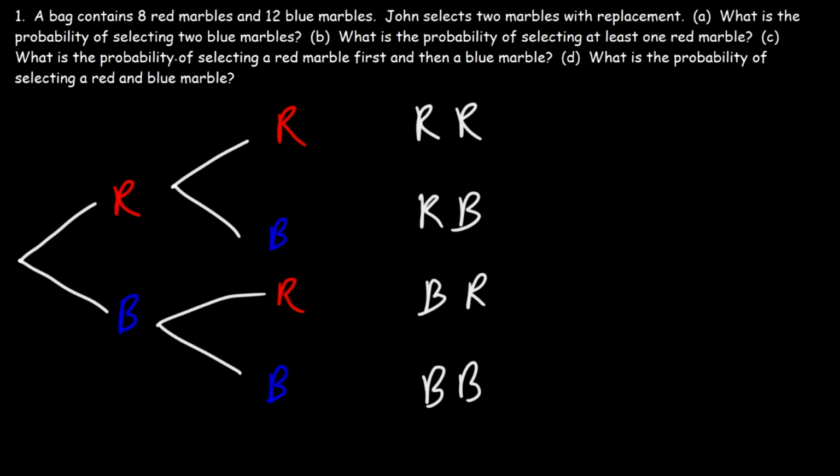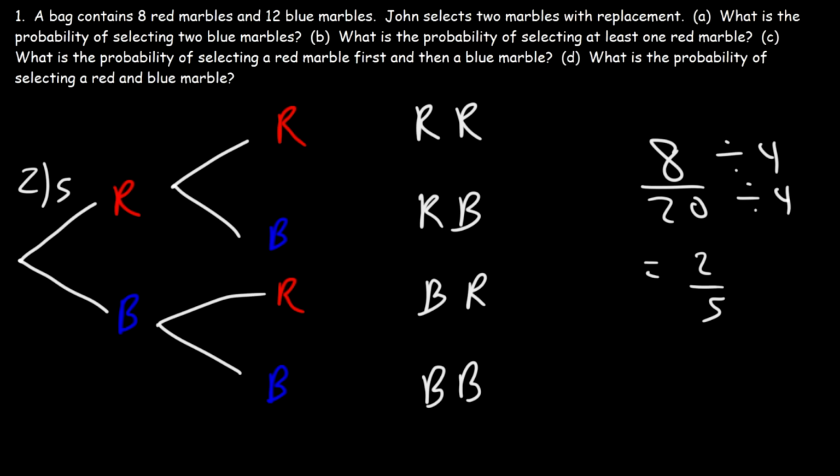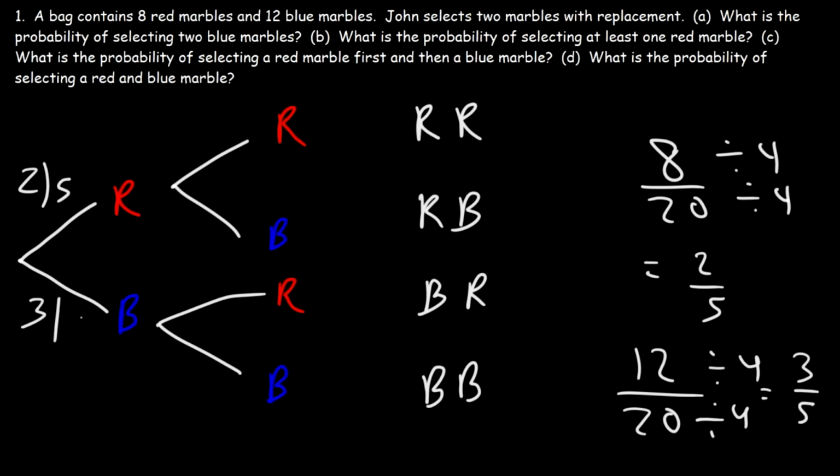So what is the probability of selecting a red marble? There's a total of 20 marbles. 8 are red, 12 are blue. So the probability of selecting a red marble on the first try is 8 out of 20. And we could reduce this if we divide by 4. So this becomes 2 over 5. So that is the probability of selecting a red marble. Now the probability of selecting a blue marble, there's 12 blue marbles out of 20. And if we reduce the fraction, this will be 3 over 5.